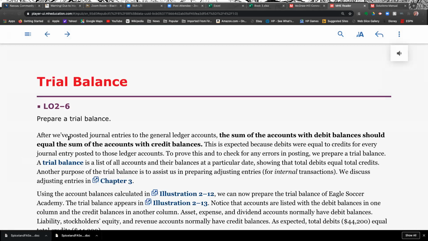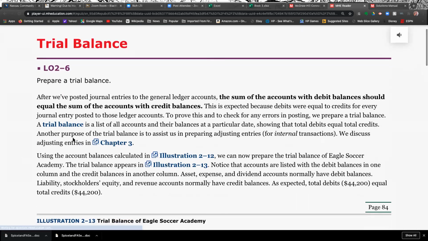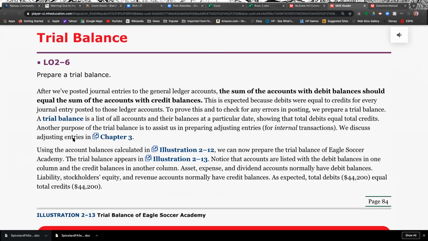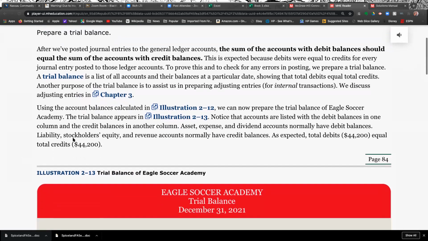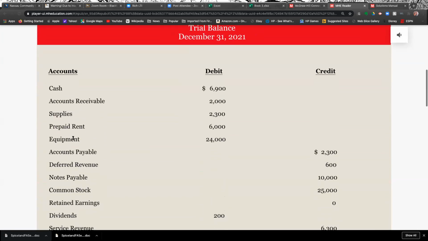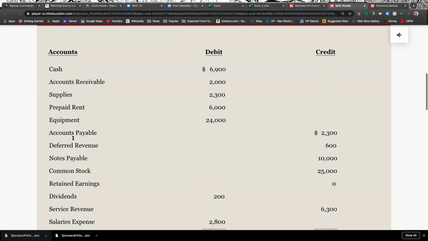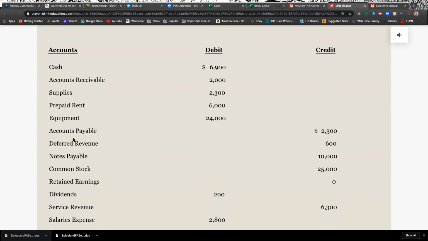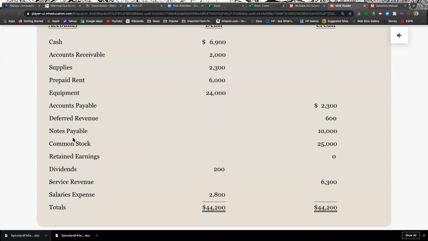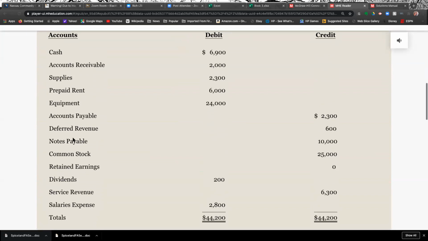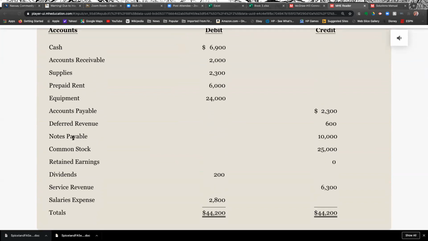So we want to do something before we prepare the financial statements. After we're finished recording all the journal entries, after we're finished putting all the numbers in the accounts, we want to do something called a trial balance. And what's the trial balance? It's a list of all the accounts and their balances. And it's arranged in the same order the accounts would appear on the financial statements.